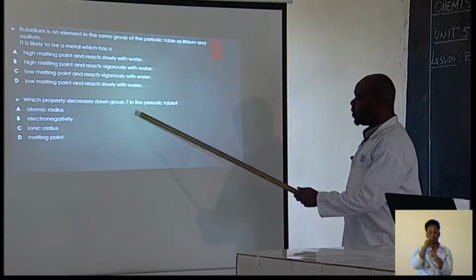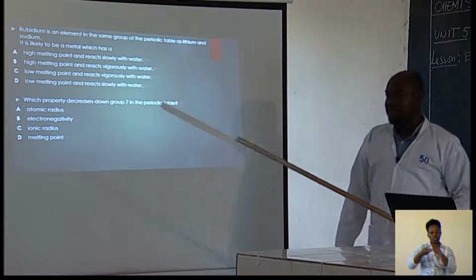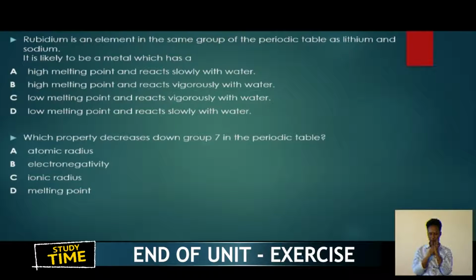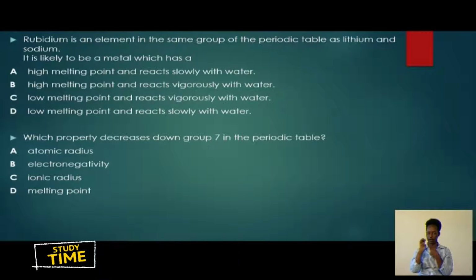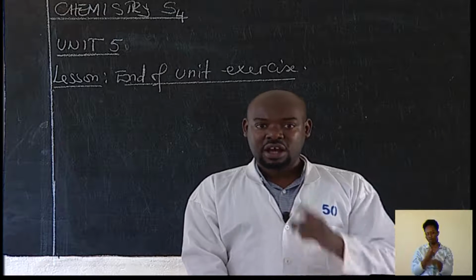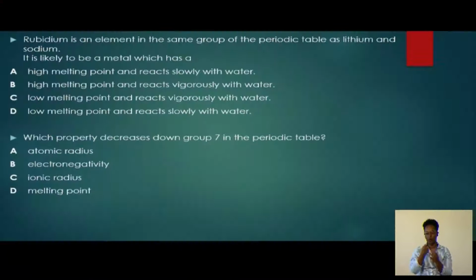Which property decreases down group 7 in the periodic table? We have 4 suggestions: the atomic radius, electronegativity, ionic radius, and melting point. The property which reduces as we go down the group, decreases as we move down the group of the halogens. Think about it. Some seconds and you write down the answer, and then we analyze the question and we give the right answer so that you can compare with what you have suggested.